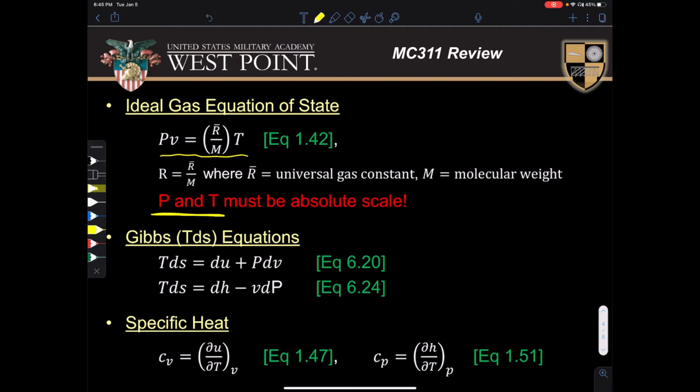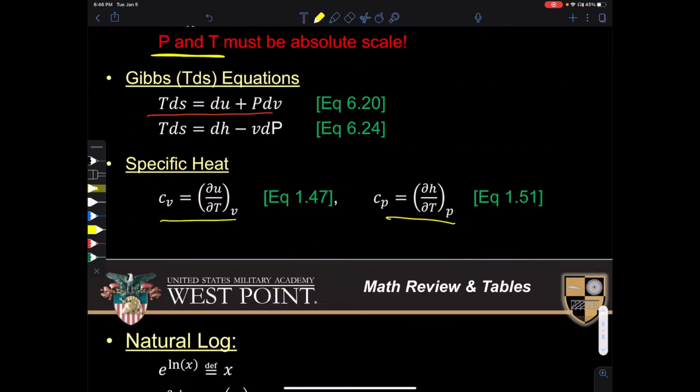All right, moving on, we have our Gibbs equations. We have Gibbs equation number 1 here. Reminder that these are the two equations that we use to quantify entropy change, how it relates to other thermodynamic properties for a reversible process. So we have Gibbs equation number 1, equation 6.20. Then simply Gibbs equation number 2, which is equation 6.24. That's rewriting equation number 1 and putting in our definition of enthalpy. All right. Then we have our specific heat at constant volume, and then our specific heat at constant pressure, equations 1.47 and 1.51.